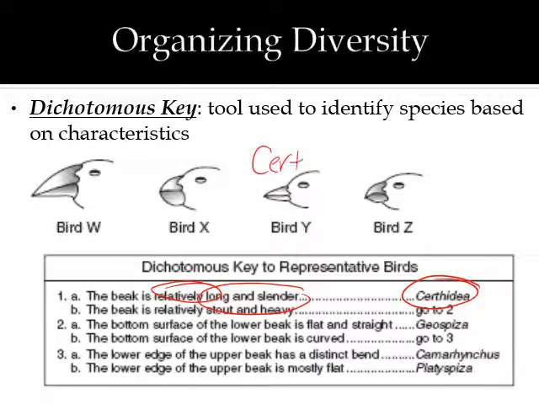It's the only bird that has that kind of shaped beak, Certhidea. Oh, Certhidea, okay, not Certhidae. So right there, we got this bird. We're done. What should we do next?